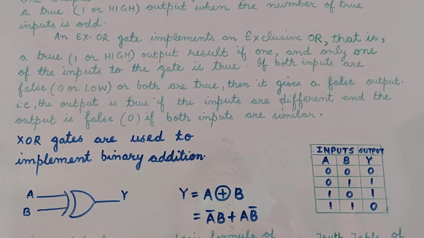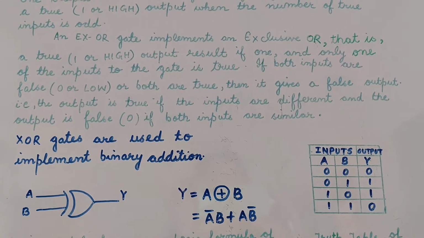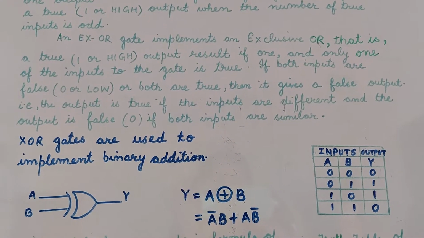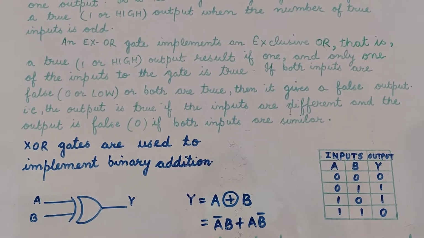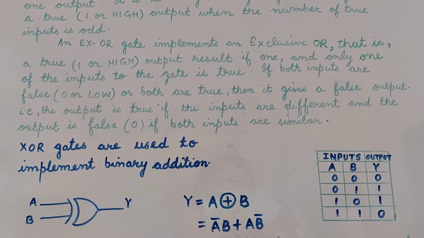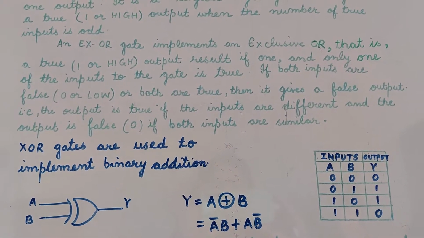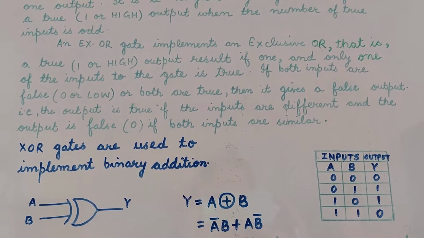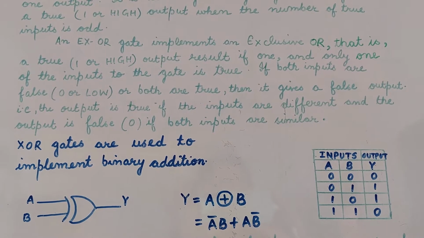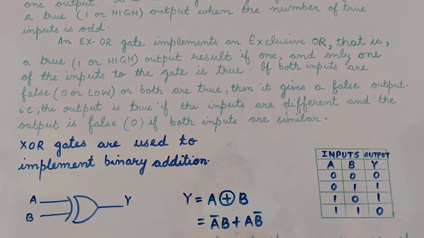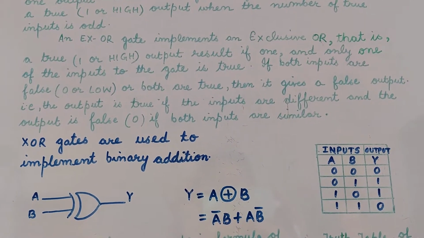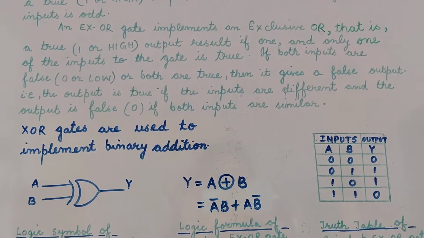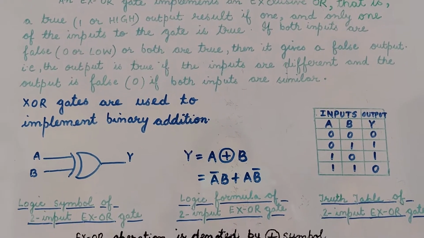So we find that if the value of both the inputs are similar, then the output of the XOR gate is low or false. But if the value of any one of the inputs is 1, then in that case the value of the output will be equal to 1 or high or true. The XOR gates are used to implement binary addition.